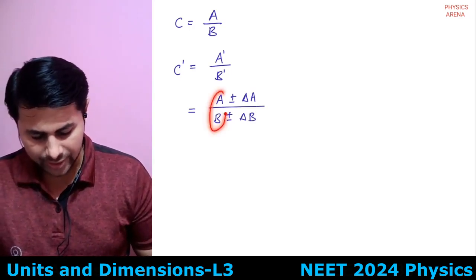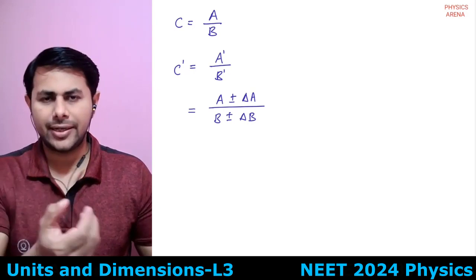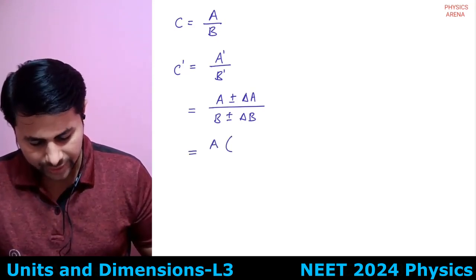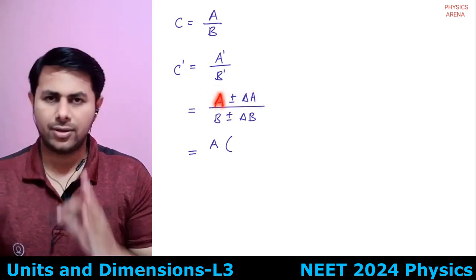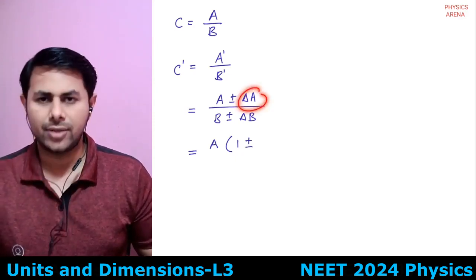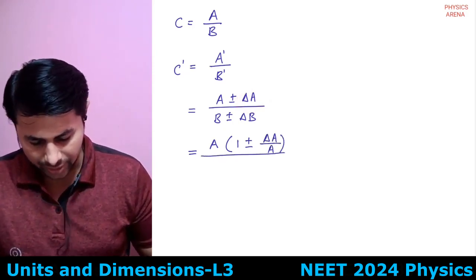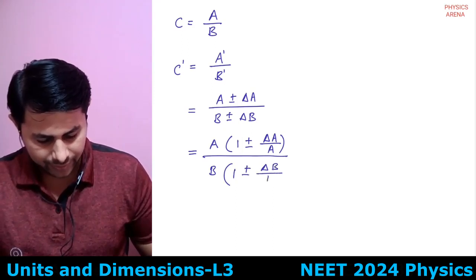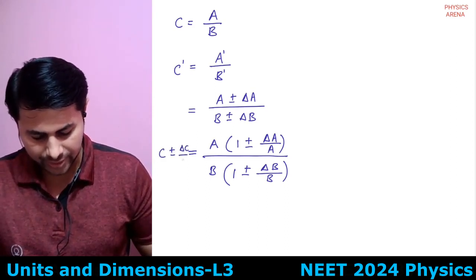Now what I will do is I will take A by B common from numerator and denominator. Okay. So can I do this? I take A common from numerator and B common from denominator. So I will divide this term by A. If I take A common, from this term I am left with 1 only. So it is 1 plus minus delta A upon A. And in denominator, I will have B times 1 plus minus delta B upon B. Okay. And on right hand side, I have C plus minus delta C upon C.